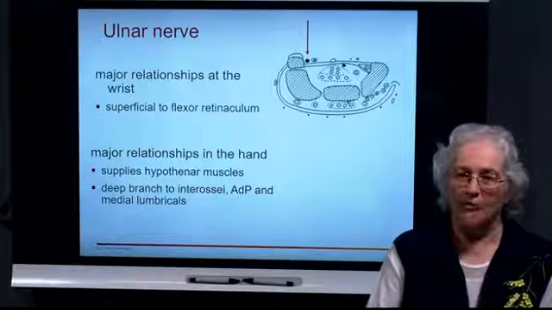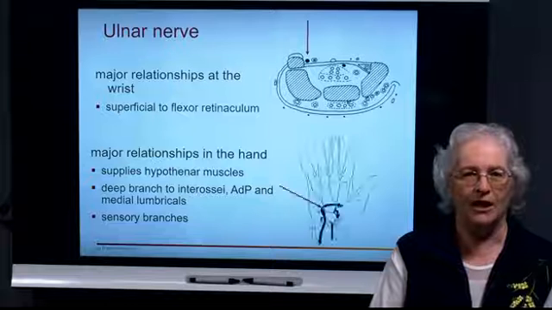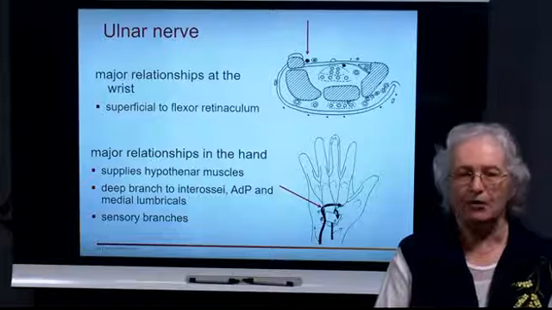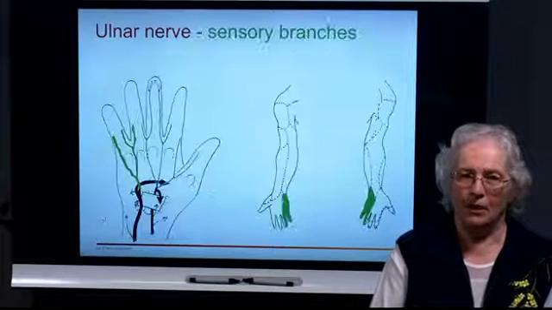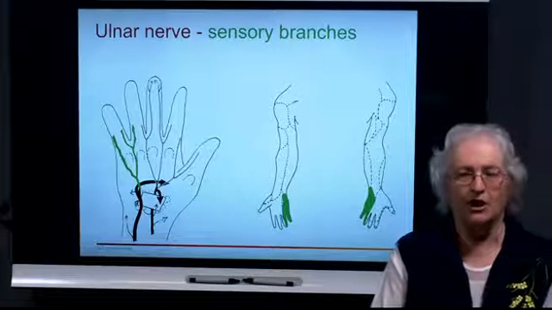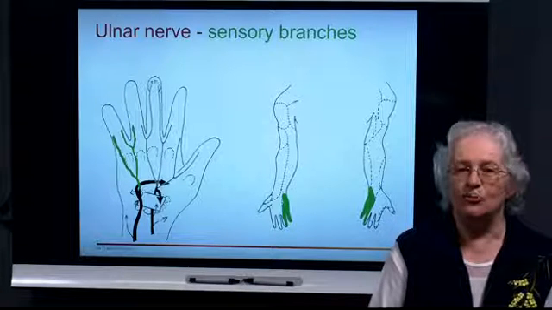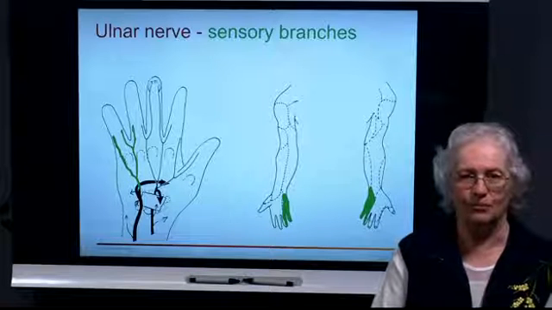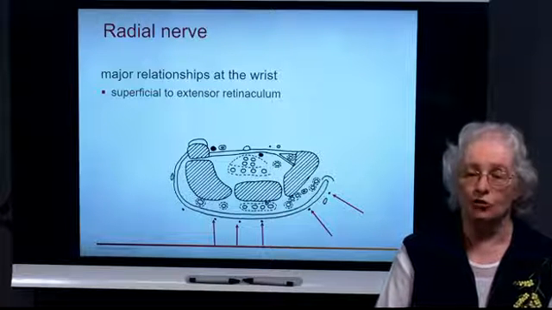We also have 1.5 digits that need supplying, so it will have sensory branches to supply those. And you can see that on this illustration. The ulnar nerve coming in, its deep branch curving back towards the thumb, and the sensory branches coming off. In this illustration we've coloured the sensory branches of the ulnar nerve in green, and you can see them supplying the medial 1.5 digits. Unlike the median nerve, however, it supplies both surfaces of those digits, so the anterior and the posterior surfaces. That leaves the radial nerve, and in the hand the radial nerve is only sensory.